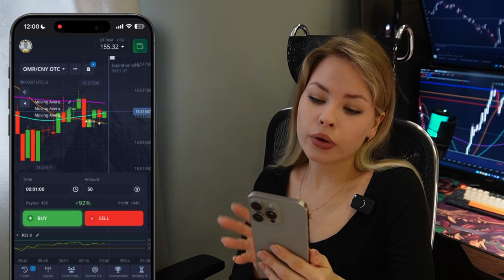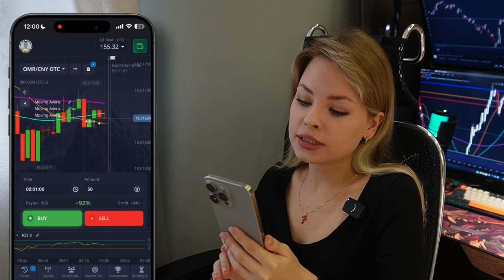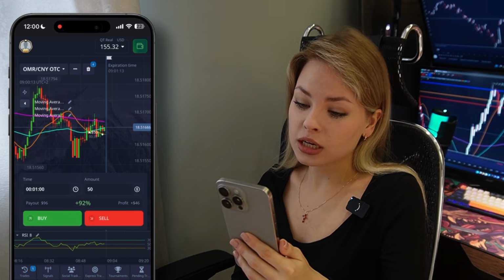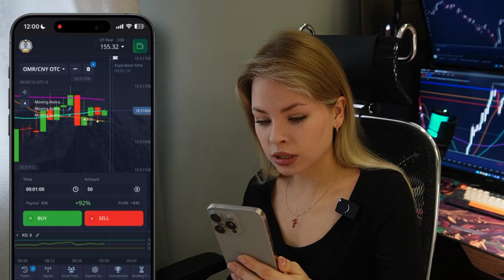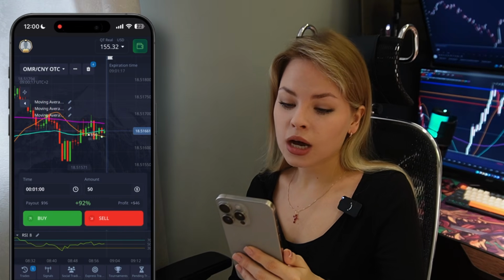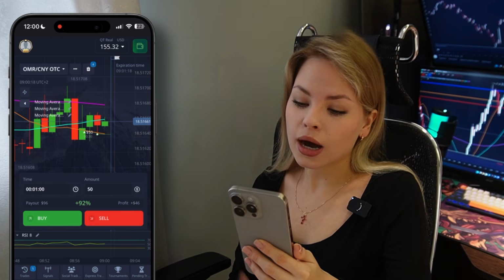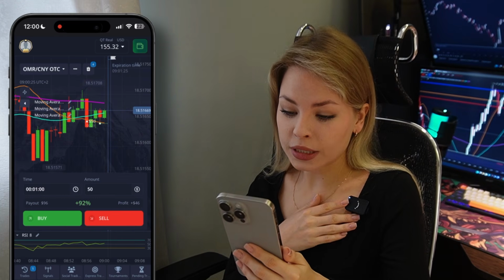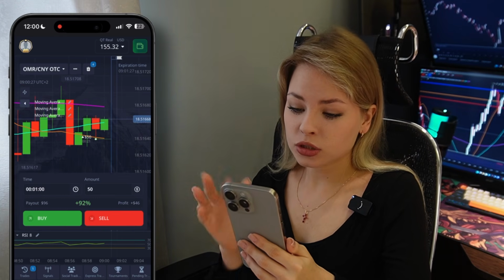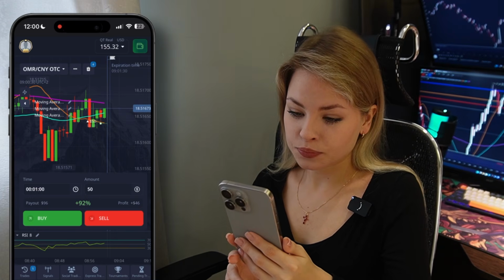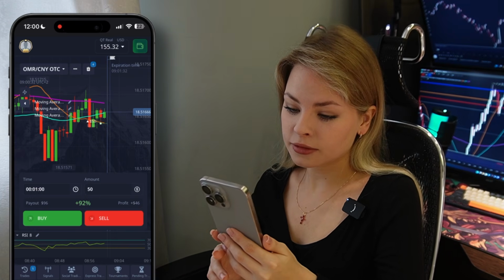I don't want to put at stake a lot of money for the first trade. I usually don't do it like this, but I'm not used to this market yet. I don't know whether the volatility will be high or low, or how the candles will appear today. So just $50 for the first trade. And 30 seconds left, 25.